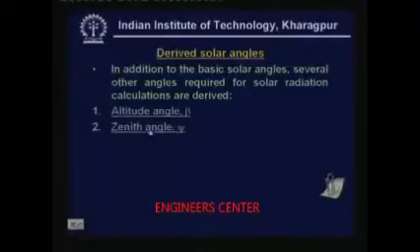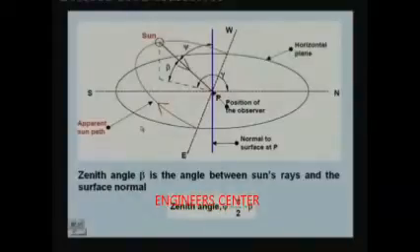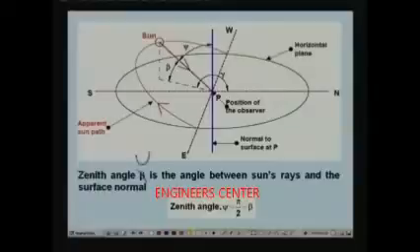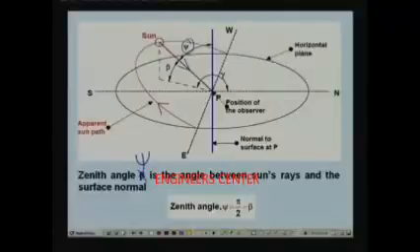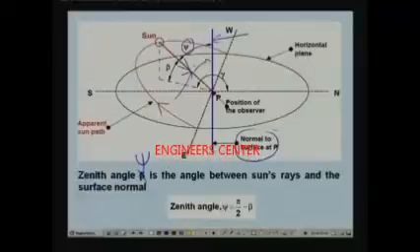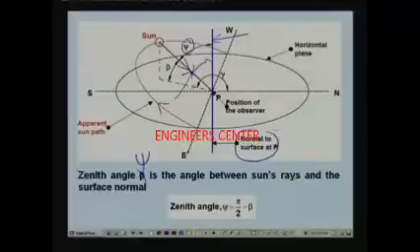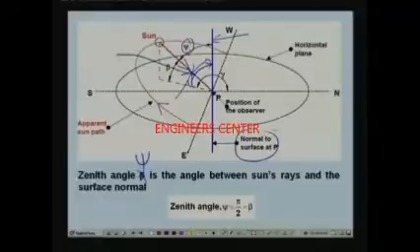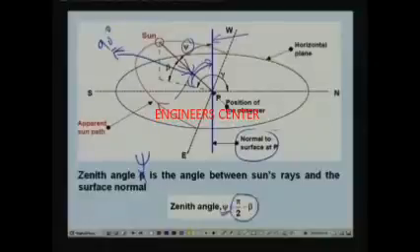The second angle is what is known as the zenith angle. I am sorry, this should have been psi. The zenith angle, given by this symbol, is the angle between the sun's rays and the surface normal. This is the sun ray, and the normal to the surface at point P is this. So the zenith angle is nothing but this angle. Obviously, zenith angle plus altitude angle should be equal to 90 degrees, so this angle is equal to 90 degrees. That means the zenith angle is equal to 90 minus beta. So if you know the altitude angle, you can find the zenith angle easily.